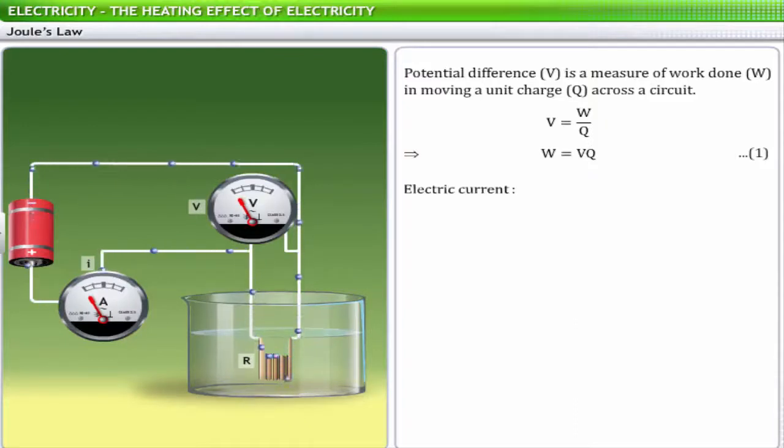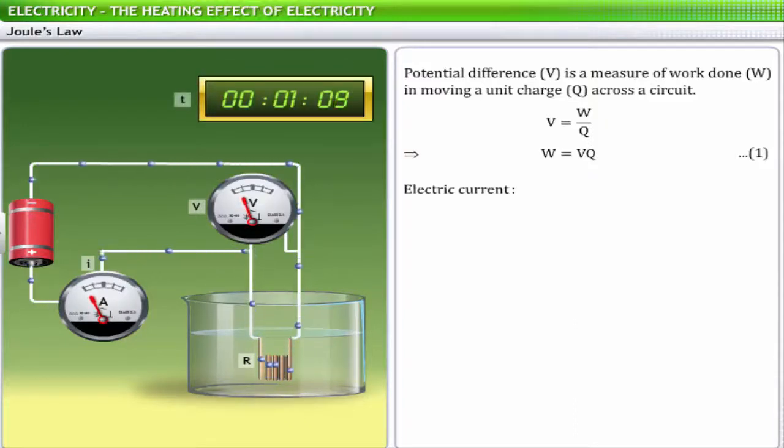The amount of electric current passing through a circuit is the product of the rate of electric current and the time of flow. From this, we get equation 2. I is equal to Q divided by T, or Q is equal to IT.